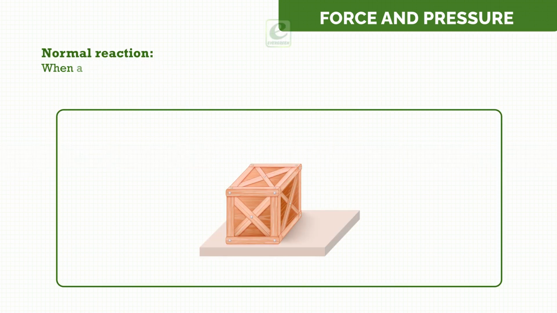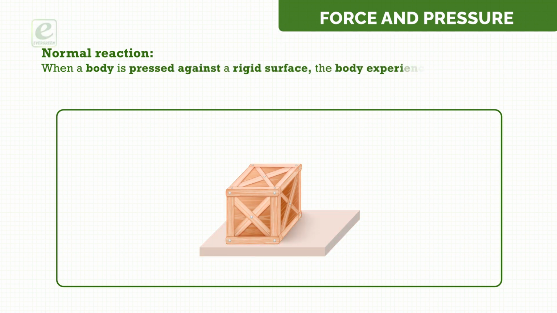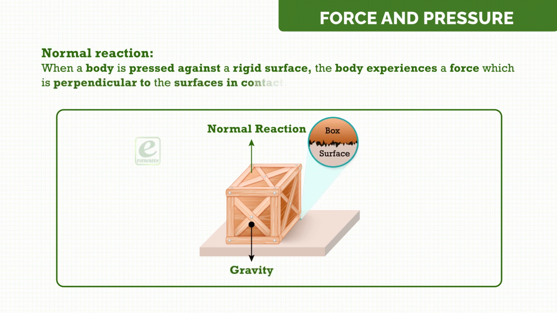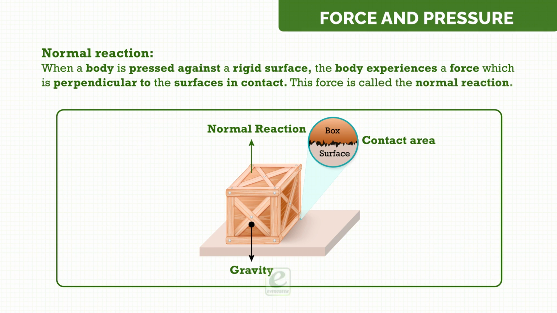Normal reaction. When a body is pressed against a rigid surface, the body experiences a force which is perpendicular to the surfaces in contact. This force is called the normal reaction. It always acts perpendicular to the two bodies in contact.